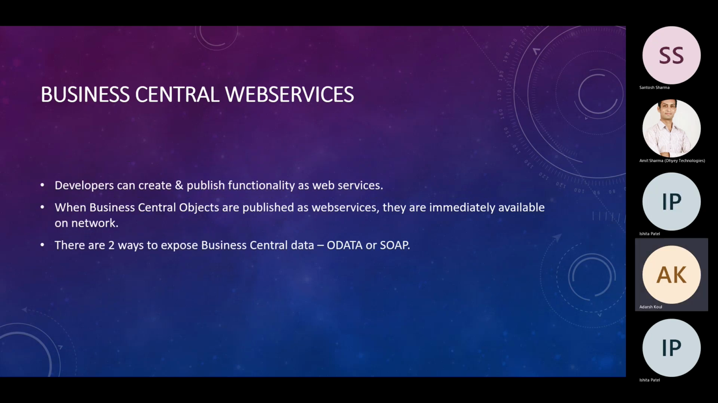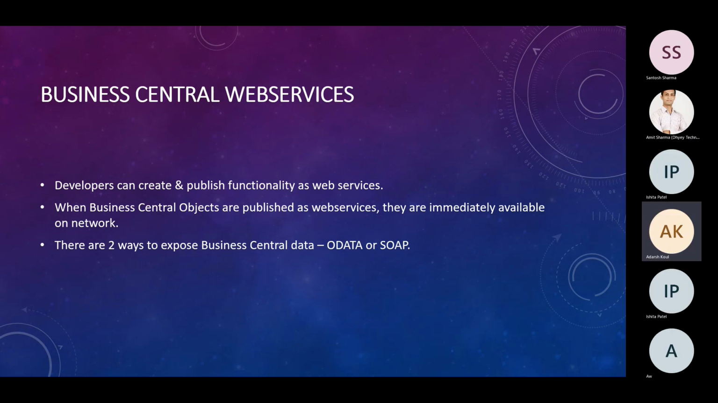Developers can create and publish functionality as web services where they expose pages, code units, or queries, and it even enhances a page web service by using an extension code unit. When Business Central objects are published as web services, they are immediately available on the network. There are two ways to expose Business Central data: OData or SOAP.